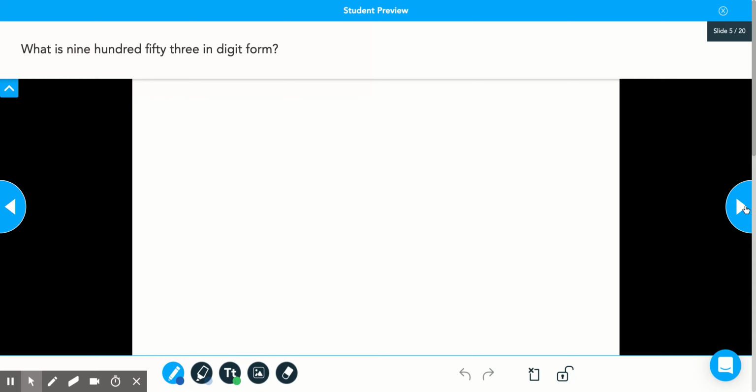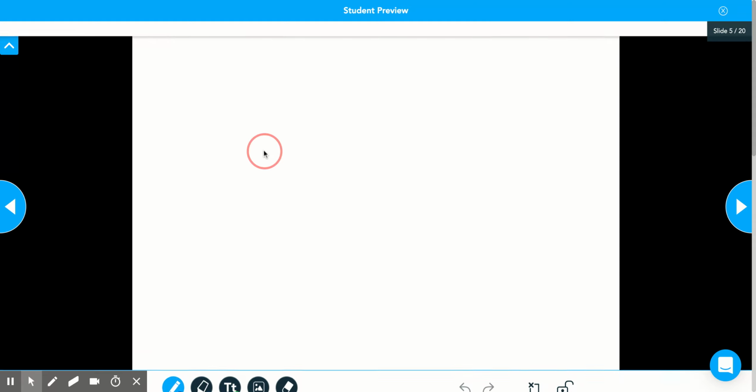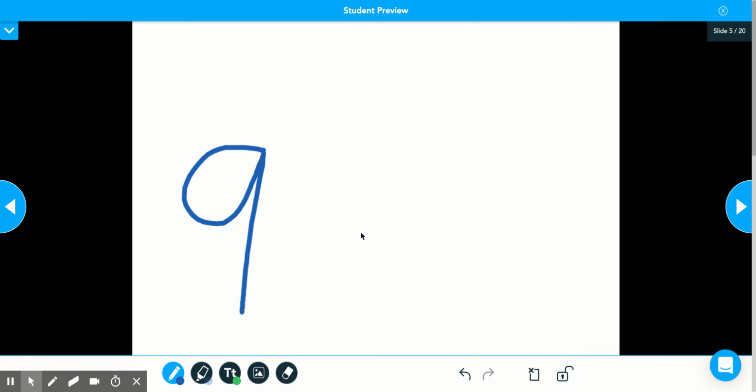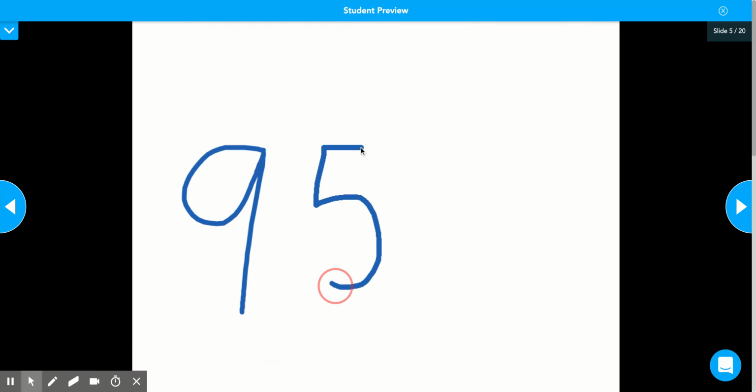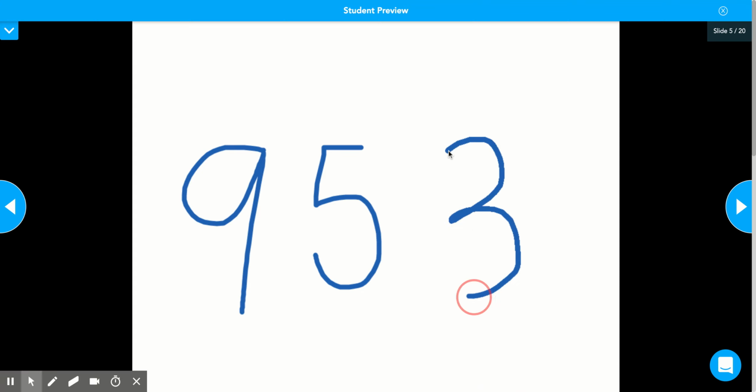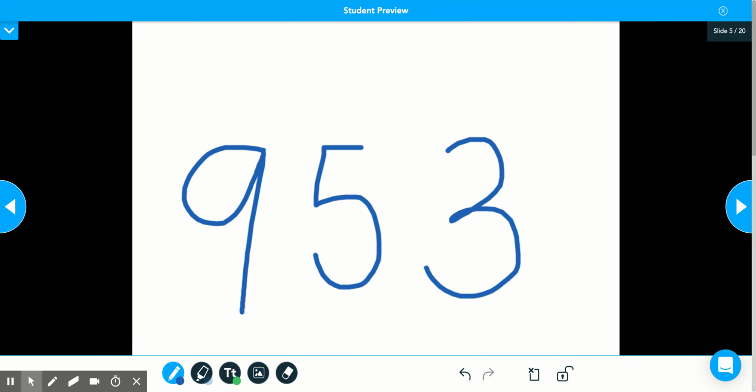Okay, so if we remember from last year, writing numbers in both digit and word form is very important, but we only went up to 1,000, so this number should be a piece of cake. We take the 900, which would be the first number in the number, 9. Then we take the 50, which is the second number in the number, 5. And then we take the 3, which is the last number in the number, 3, to get the number in digit form to be 953.